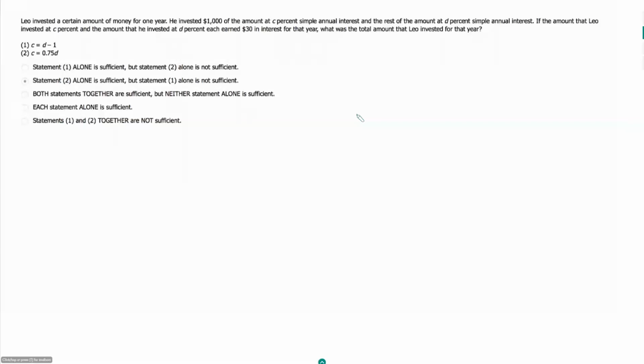Okay, so let's work on translating our prompt here. He invested some amount that we don't know. Now, $1,000 of that amount, he invested at C% annual interest. So 1,000 times C%, which is not C. C% means C over 100. And he earned $30 at each of the rates, so that should be equal to 30. And that's his interest from the $1,000.